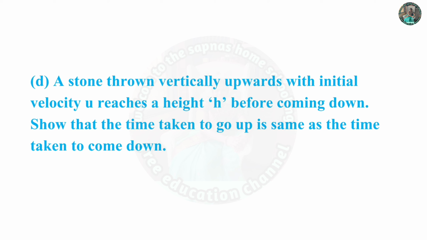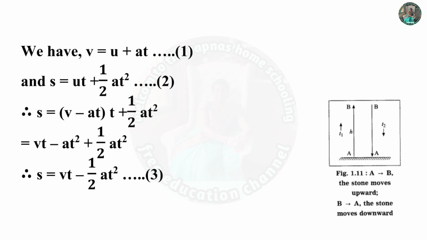D. A stone thrown vertically upward with initial velocity u reaches a height h before coming down. Show that the time taken to go up is the same as the time taken to come down. We have v = u + at as the first equation, and s = ut + ½at² as the second equation. Then s = (v − at)t + ½at² = vt − at² + ½at² = vt − ½at², which is the third equation.